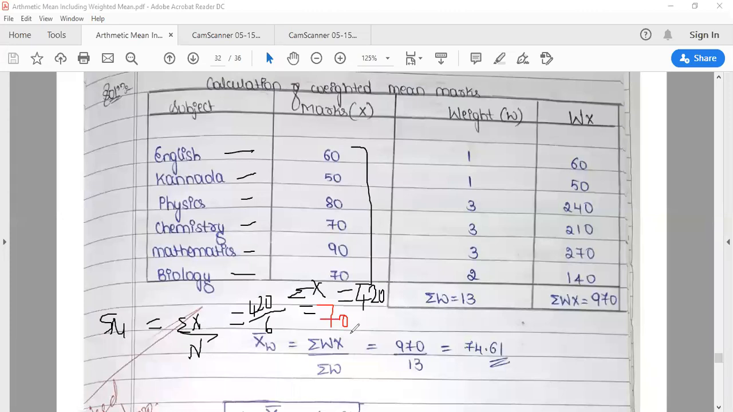So when they are asking you for simple mean, just add up all these marks here and divide by the number of subjects. Okay, so that will give you simple mean. Now, any doubts in the simple mean? Can we go for the weighted mean?